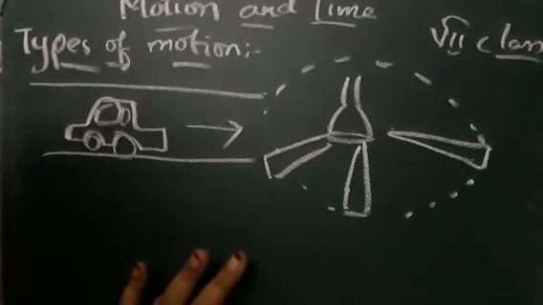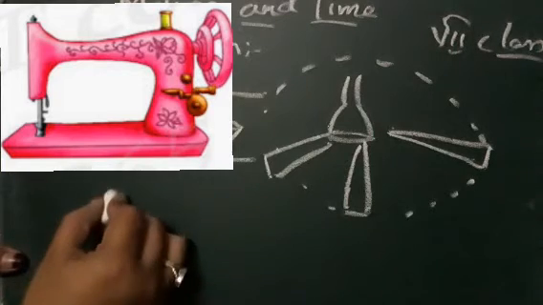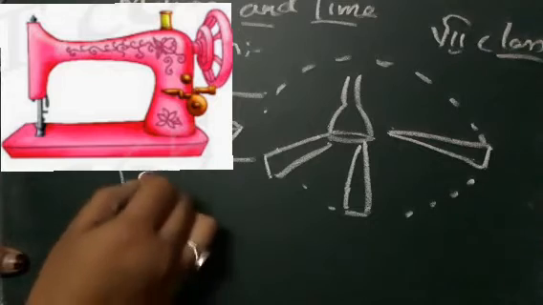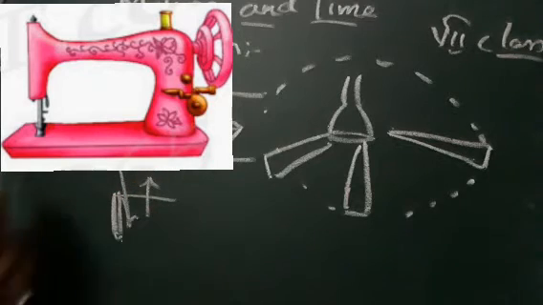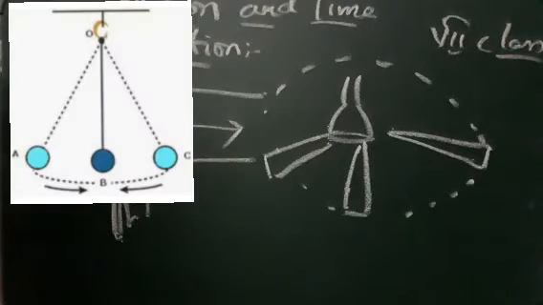Yes, and if you see the motion of a needle in a running sewing machine, what you see is that it is coming up and down. A sewing machine is nothing but the machine which we use for stitching clothes. What is happening there? The needle is coming up and down, isn't it? So there is a different motion.